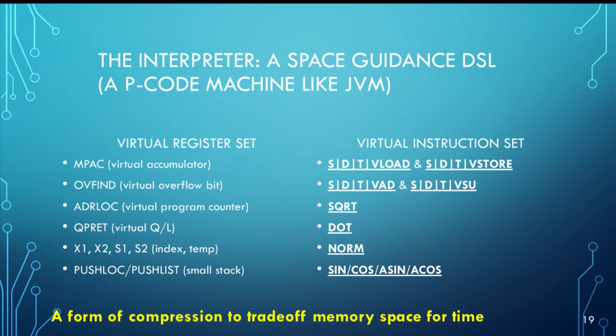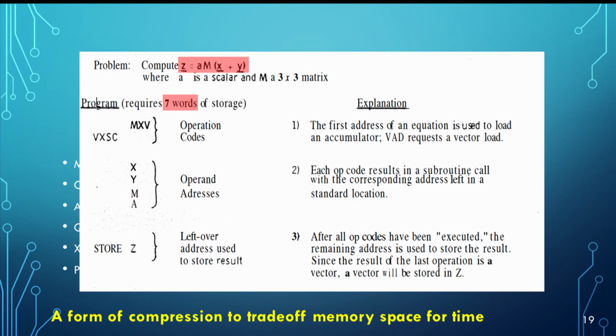The reason they had this is because everything they did had to fit in the 72 kilobytes of memory, either the 2K words of erasable or the 36K words of fixed memory. That's all the memory they had. Everything needed to fit into that. So basically, this was a form of compression to trade off memory space for time to compute.